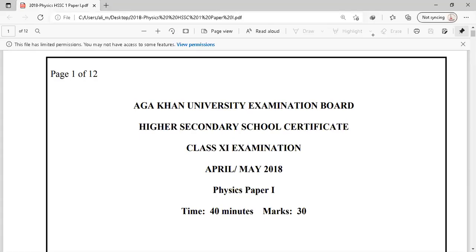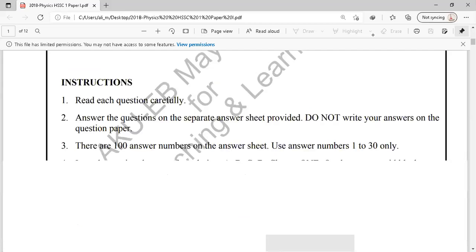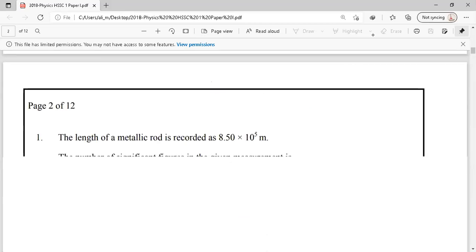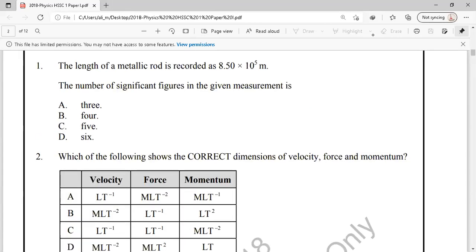आज इस वीडियो में हम खान यूनिवर्सिटी एग्जामिनेशन बोर्ड क्लास 11th एग्जामिनेशन अप्रैल 2018 फिजिक्स पेपर 1 सॉल्व करेंगे. So let's come to our question number 1 of this year. So here we have our first question of this year.